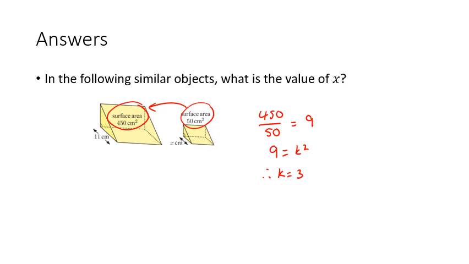So then if we're going back this way, we get smaller: 11 divided by our k value, which is 3, is going to give us our x value, and therefore x is 11 over 3.